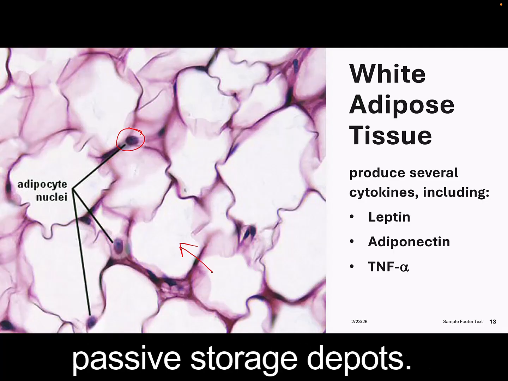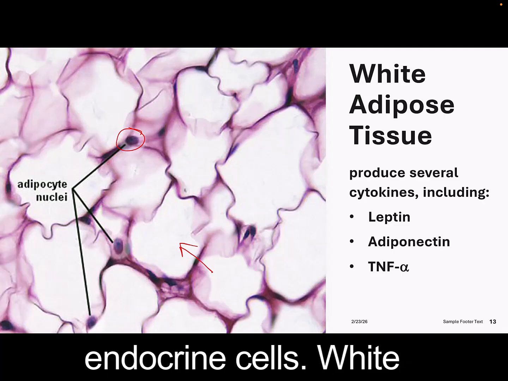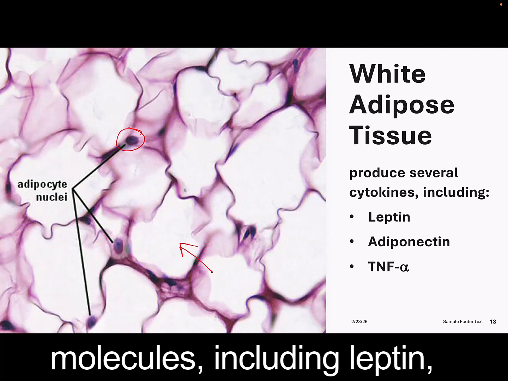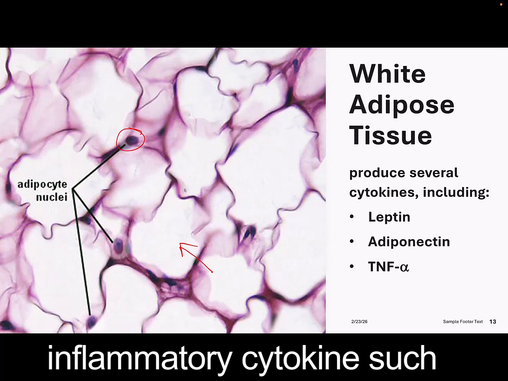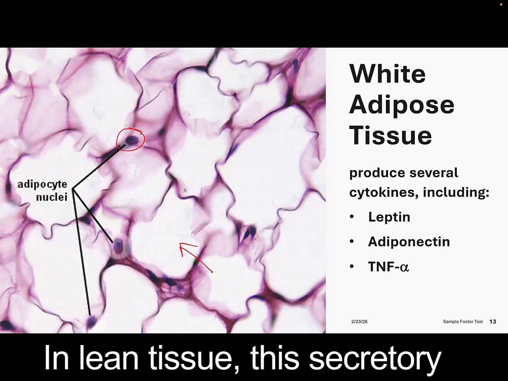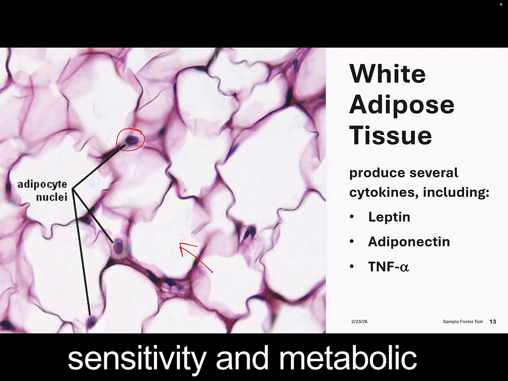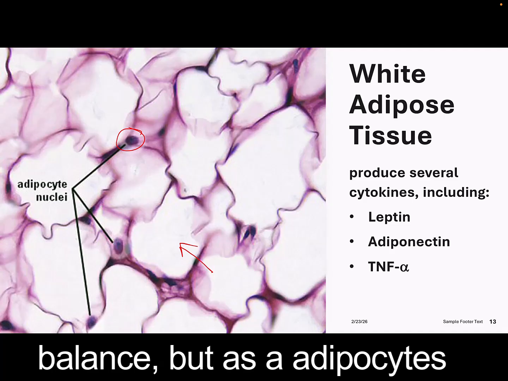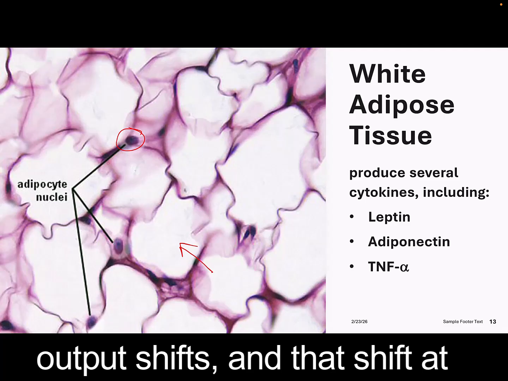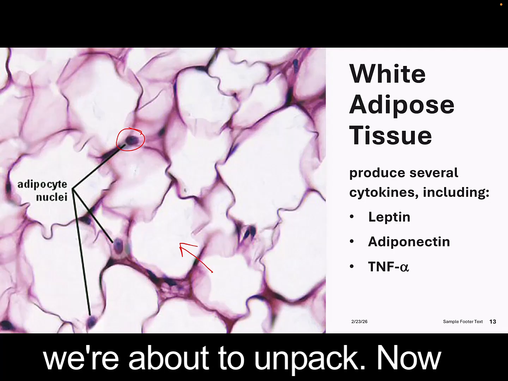These cells are not passive storage depots. They're metabolically active endocrine cells. White adipocytes secrete signaling molecules, including leptin, adiponectin, and inflammatory cytokines such as tumor necrosis factor alpha. In lean tissue, this secretory profile supports insulin sensitivity and metabolic balance. But as adipocytes enlarge and become stressed, their secretory output shifts. And that shift at the molecular level is what we're about to unpack.